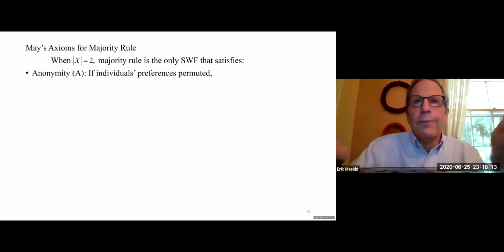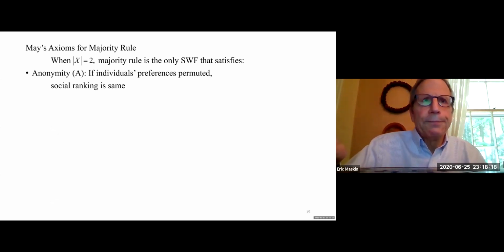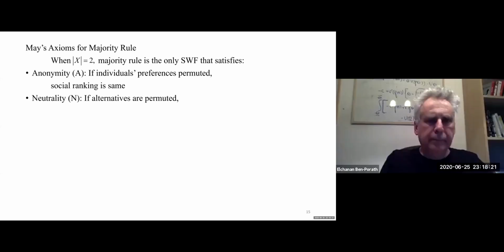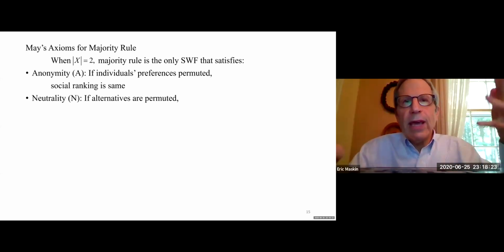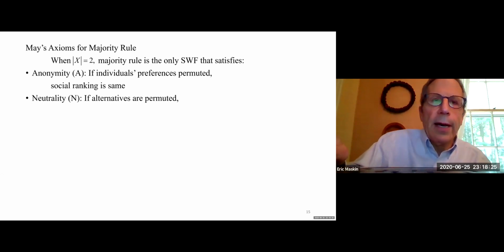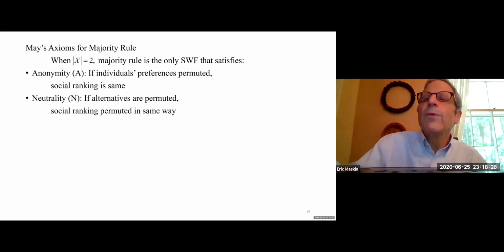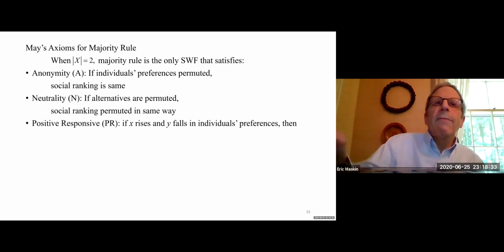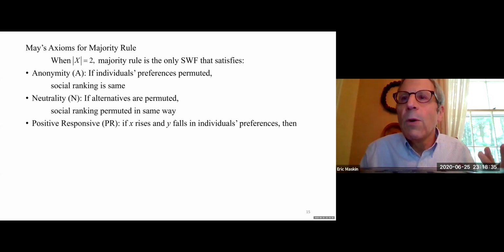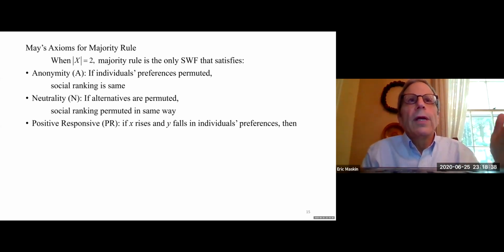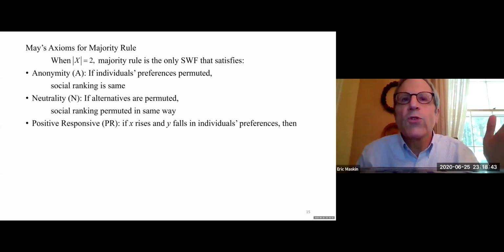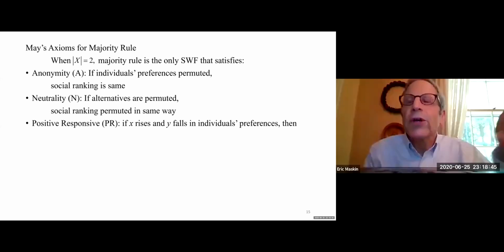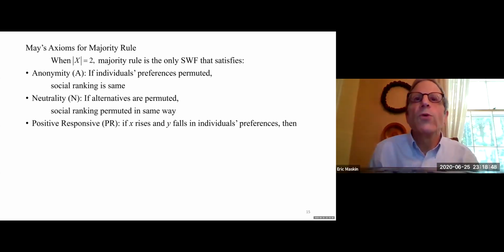If you permute individuals' preferences, you get the same social ranking. Neutrality: if you permute the candidates, the alternatives, you get the same permutation of the social ranking. And positive responsiveness, which in the two alternative case is the same as strategy proofness. It's actually weaker than strategy proofness for more than two alternatives.